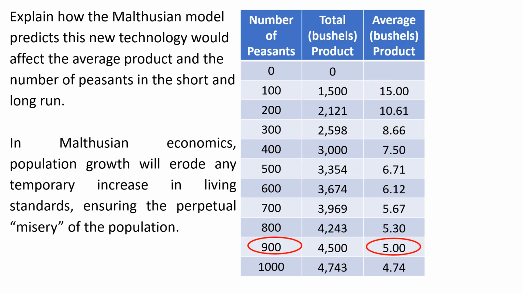In conclusion, in Malthusian economics, population growth will erode any temporary increase in living standards, ensuring the perpetual misery of the population.